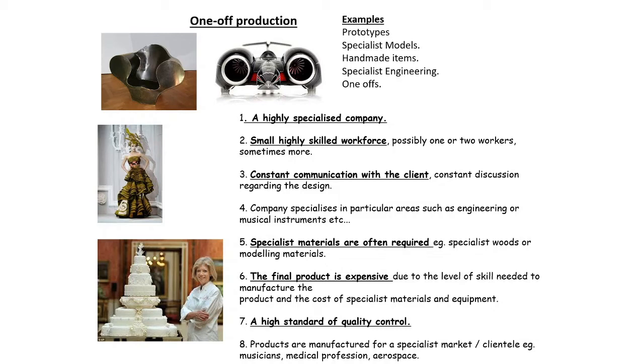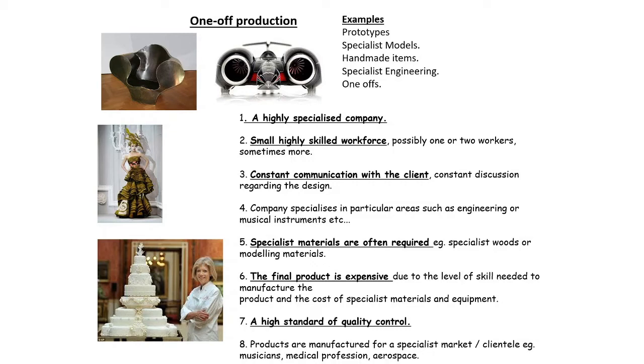Specialist materials are often required. So if you get a piece of furniture made, you wouldn't be using things like MDF or chipboard. You'd be using higher quality equipment, higher quality materials. Because of all of that, because you're paying for this highly skilled person and this good quality material, the final product's going to be a lot more expensive. The old saying obviously is that you get what you pay for. You're paying for this one-off bespoke thing. You'd expect the price to be high anyway. And because of that, obviously, you're going to get a high quality product at the end of it.